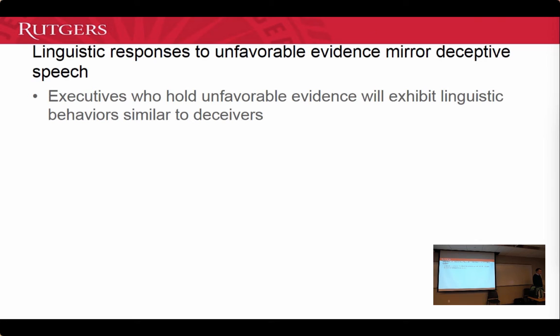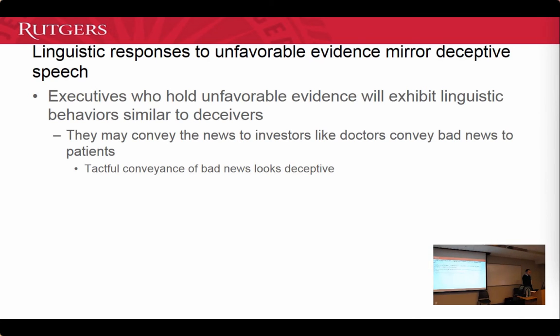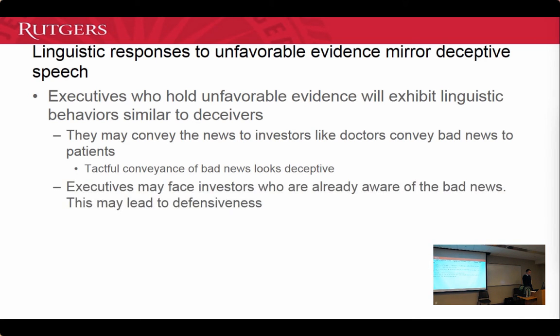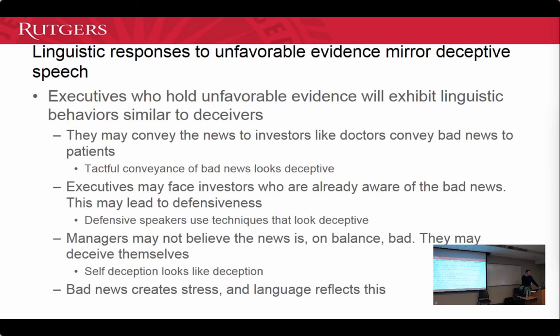So they say these different responses mirror deceptive speech. Executives who hold unfavorable evidence may convey the news to investors like doctors convey bad news to patients. So tactical conveyance of bad news looks deceptive. Executives may face investors who are already aware of the bad news. This may lead to defensiveness. Defensive speakers use techniques that look deceptive. Managers may not believe the news is on balance bad. They may deceive themselves. Self-deception looks like deception.